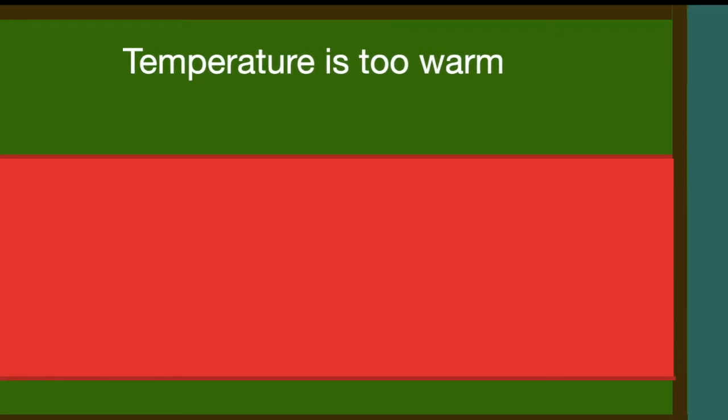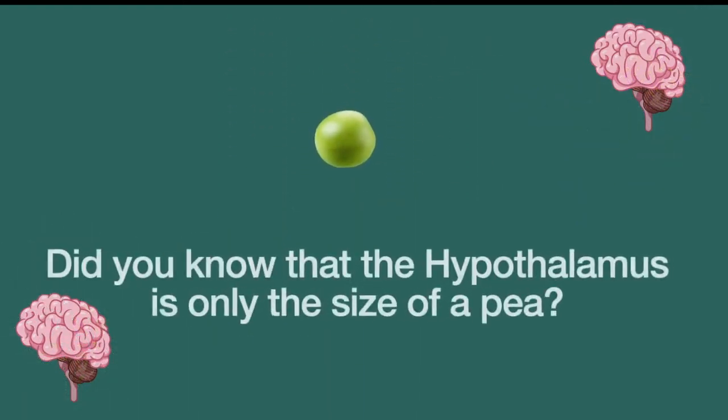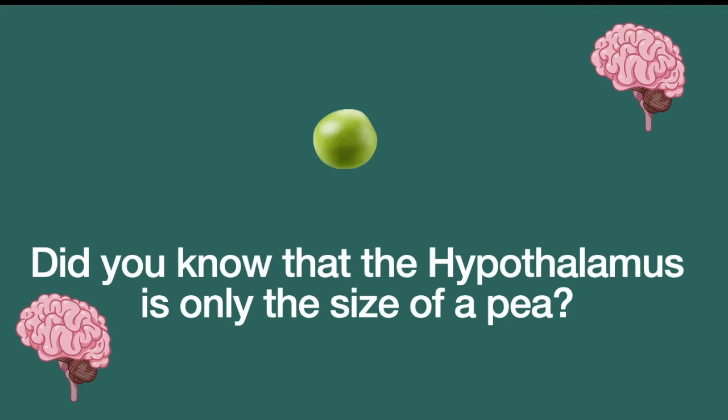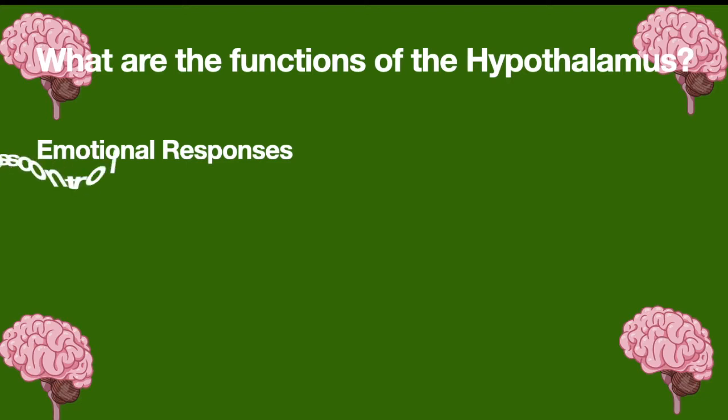So, now it's fun fact time. Our fun fact is, did you know that the hypothalamus is only the size of a pea? So, back to our hypothalamus. There are more functions than just homeostasis. The hypothalamus is also important for emotional responses, and that's what makes it part of the limbic system. Another thing is stress control, and it's also important for appetite.